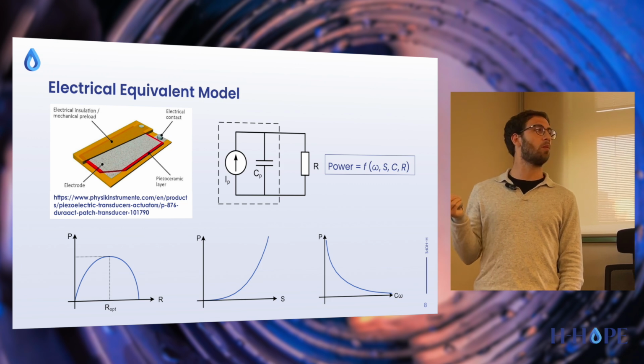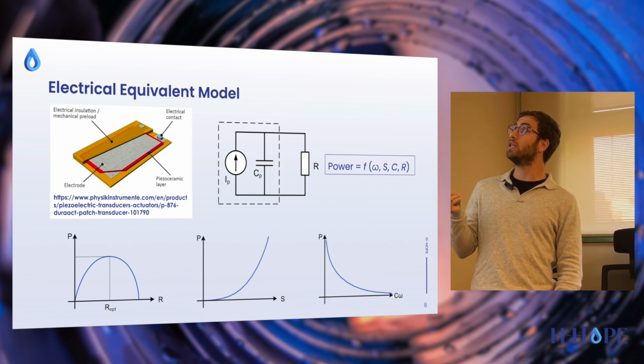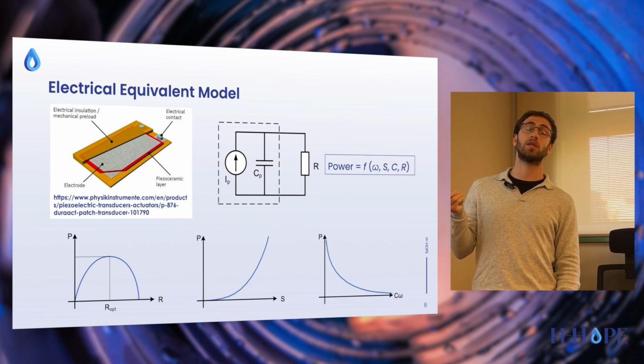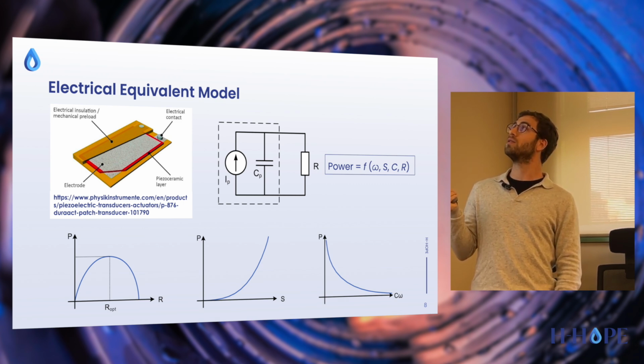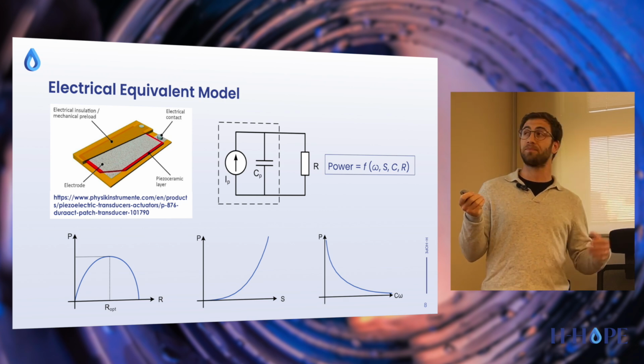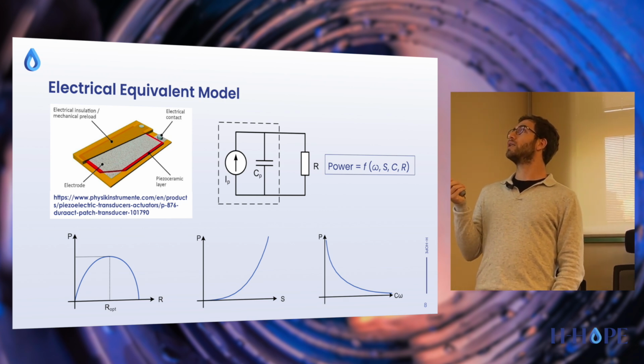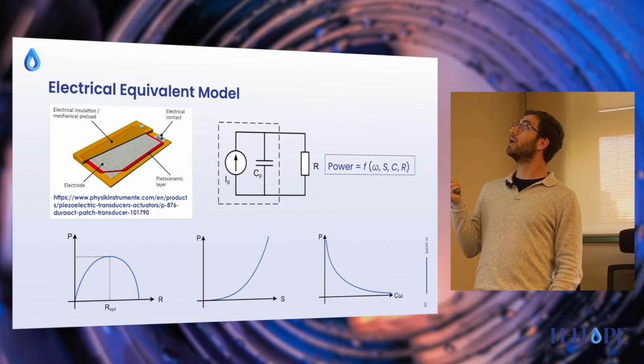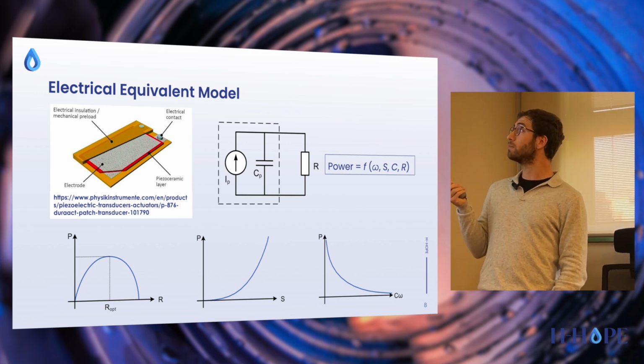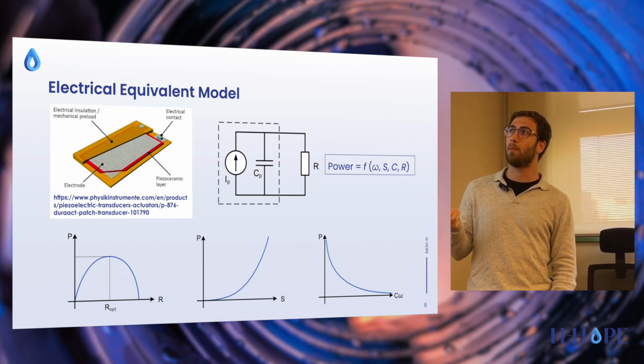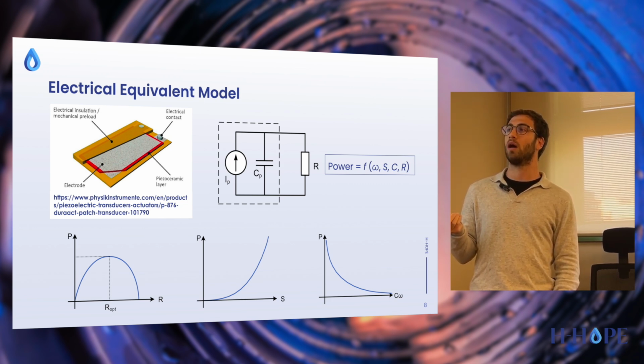Well, this is the electrical model of the piezoelectric patches. It consists of a current source with a capacitor in parallel, and this is the resistance that we add as a load. Well, this is the characteristic equation of the piezoelectric patch that correlates mechanical and electrical characteristics. What we can see here is that the power that we extract from our piezoelectric patch depends on the resistance of the load connected, and as you can see, there is an optimal one.